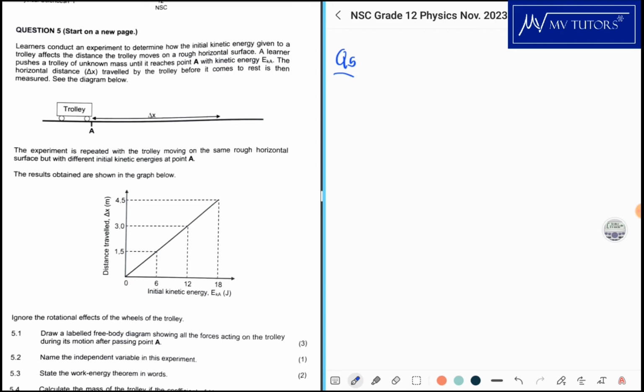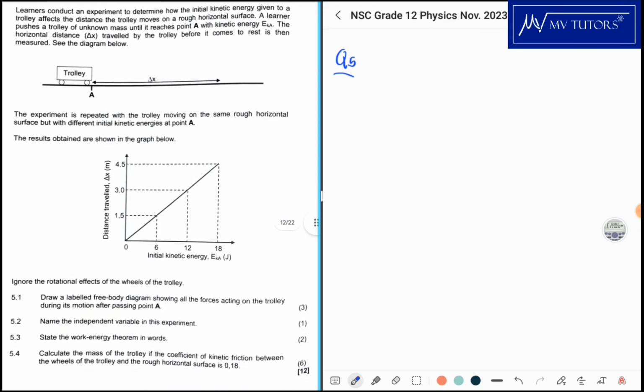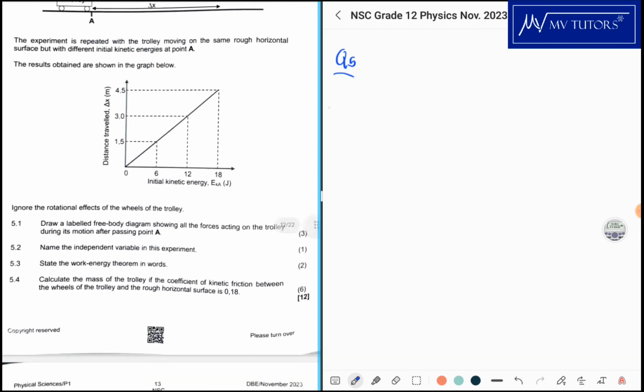So on the x-axis, we have initial kinetic energy, and on the y-axis, the distance traveled. Okay, so we can see the higher the kinetic energy, the more distance is covered. Okay, so now 5.1, so it says ignore the rotational effects of the wheels of the trolley. 5.1, draw a labeled free body diagram showing all the forces acting on the trolley during its motion after passing point A.